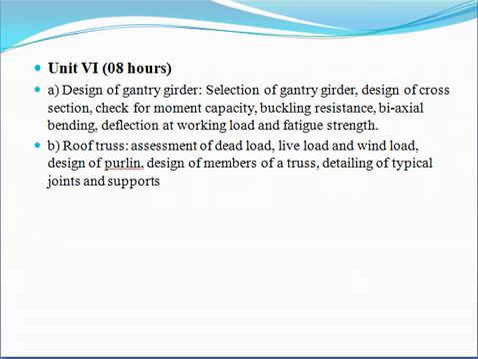Now next is unit number 6. In unit number 6, part A is design of a gantry girder.